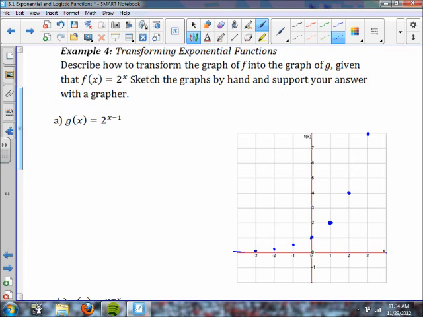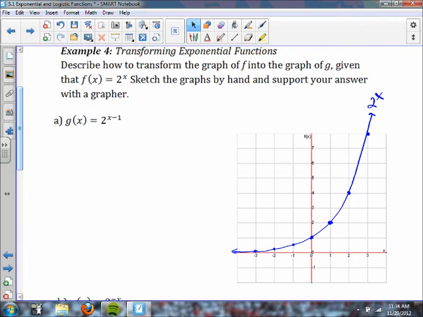So our graph will look like this. And this is 2 to the x. Now, what does the x minus 1 do? Remember, it's with the x. What does this do? What does that do to it? Does the minus 1 move it left, move it right, move it up, move it down? What do you guys think?